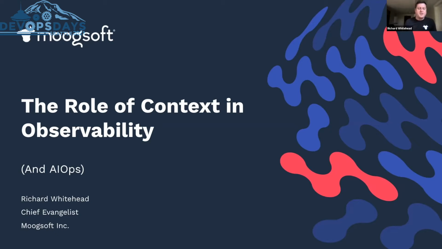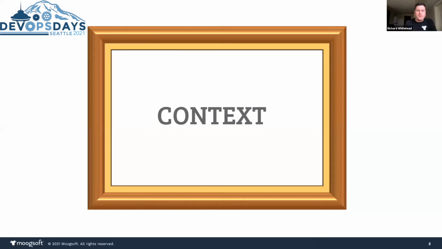I'm the Evangelist in Chief at Moogsoft, and today I'm going to talk about the role of context in observability and AI Ops as well. And what I'm going to hope to do is provide you with a few examples of how context can actually be applied to observability data in a useful manner. The intention of context is to provide a framework for an idea in terms of which it can be fully understood and assessed, which is obviously what we're trying to do with observability.